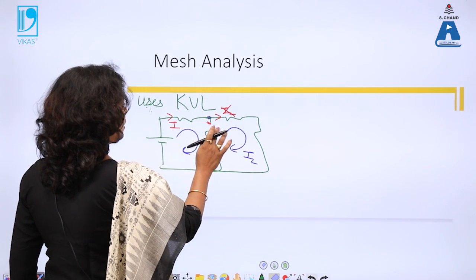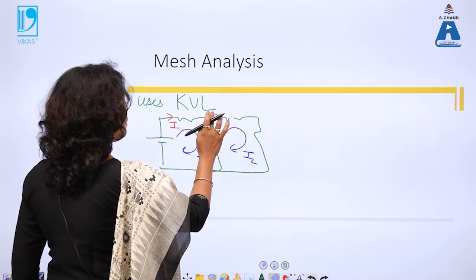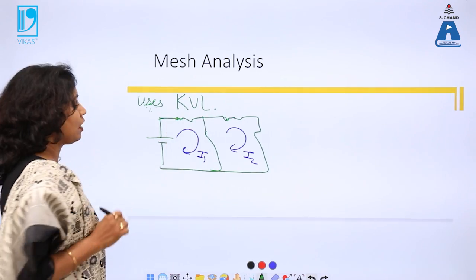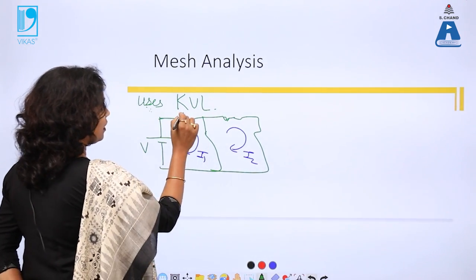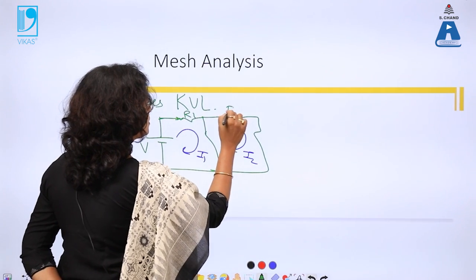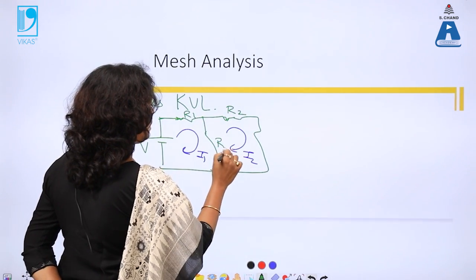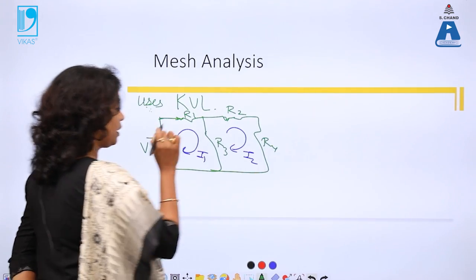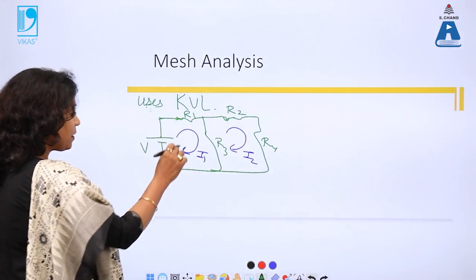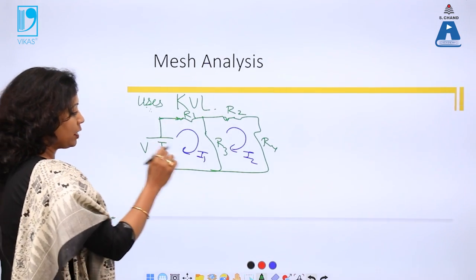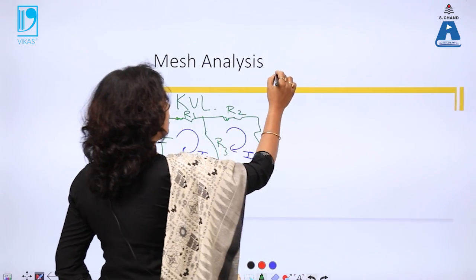So I am removing this so that it does not cause any confusion. So now I have input voltage V. I'll take these resistances as R1, R2, R3 and R4. And for simplicity I am taking only 2 loops. So I'll apply KVL at loop 1. So let me start with KVL at loop 1.